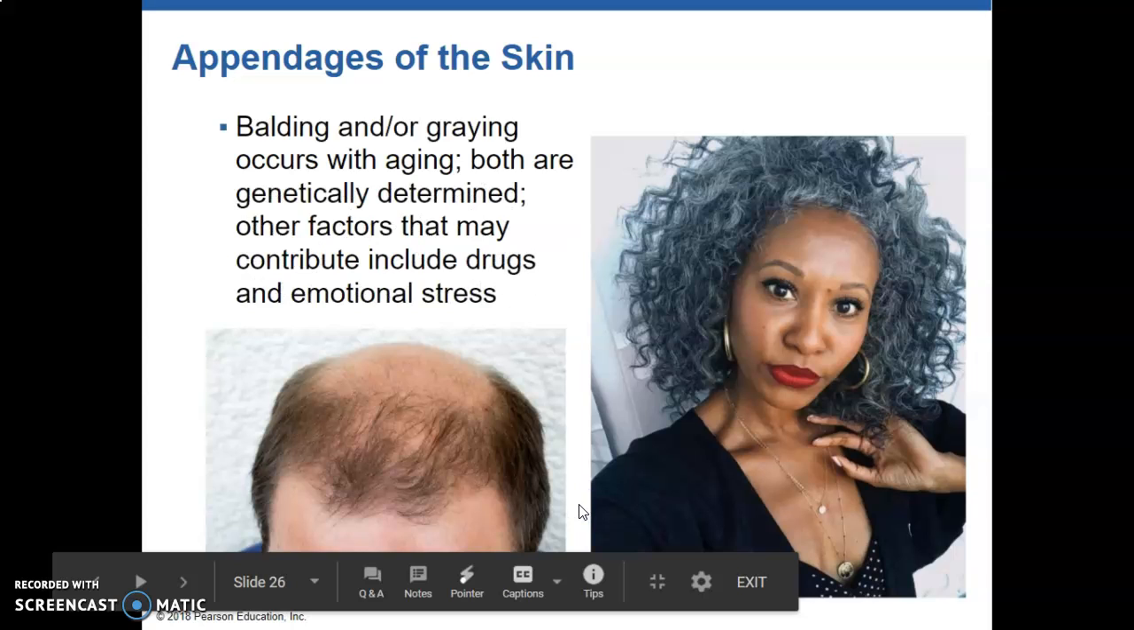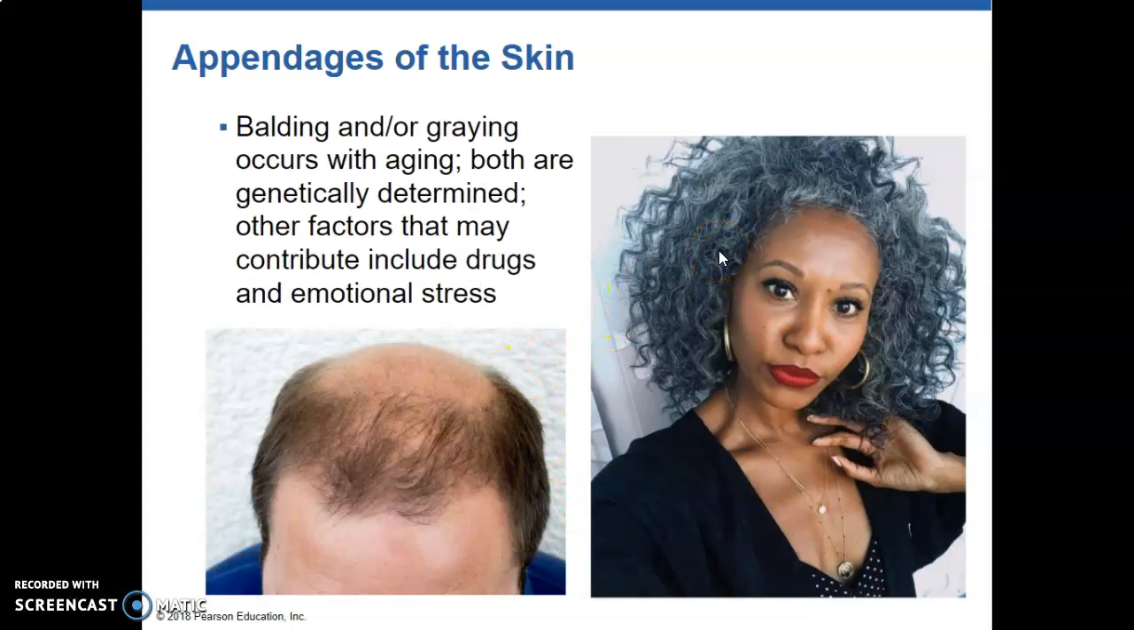A couple of notes here about hair. Balding and graying both have to do with processes of aging. They seem to be genetically determined, but other factors can affect balding and graying, including drugs that people might use, whether they're recreational or prescription, and also emotional stress.